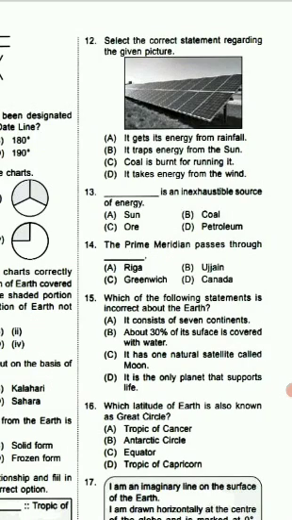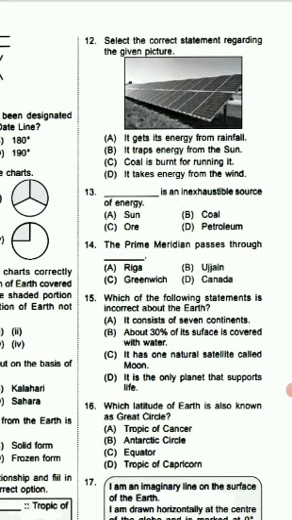Number 14. The prime meridian passes through dash. There are four options. And the correct option is C, Greenwich. In 1884, Greenwich, a place near London, was fixed as the starting point for numbering meridians. The meridian that passes through Greenwich was marked as 0 degree and named the prime meridian.